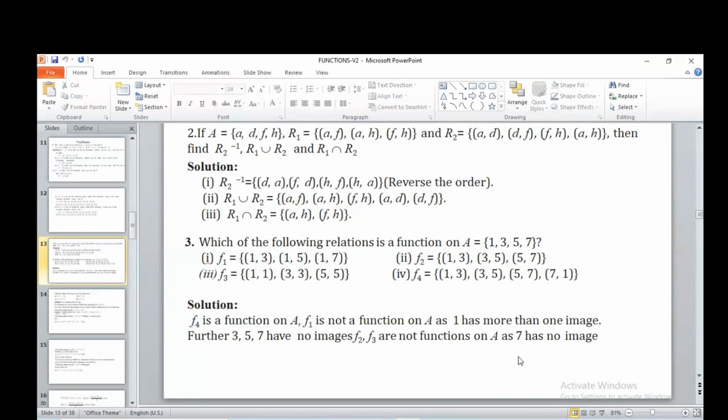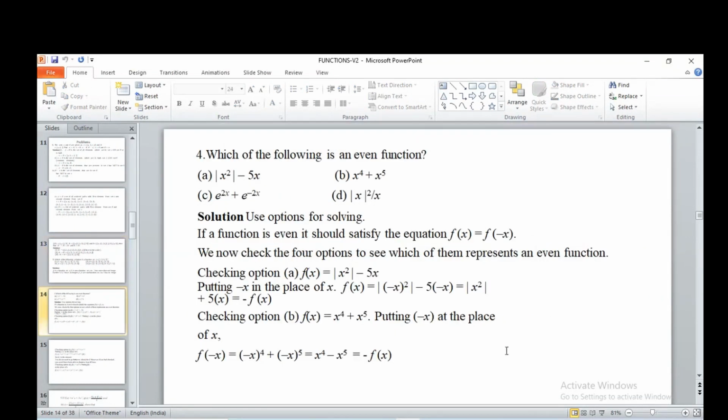Okay, right. So next part. Which one of the following is an even function? Anybody can tell the answer? Even function means, as I have told, instead of x we have to put minus x. So we will treat it as a function, that is f of x is equal to modulus of x square minus 5x. Then we have to put f of minus x. So use the options for solving. If a function is even, it should satisfy the equation f of x is equal to f of minus x. We now check the four options.